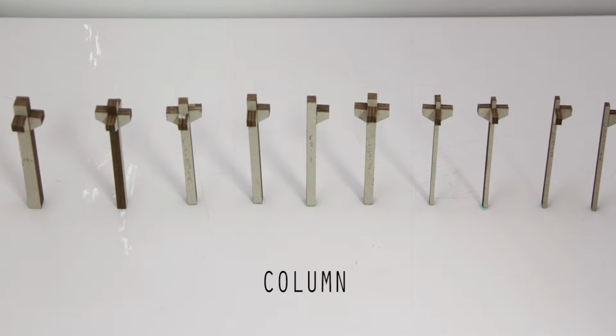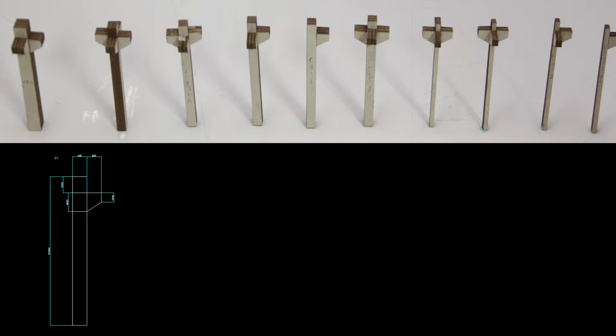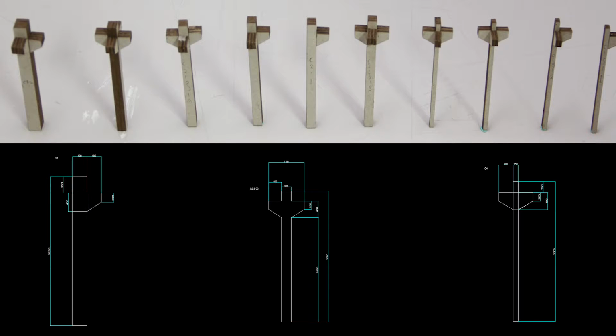A column can be defined as a vertical structural member designed to transmit a compressive load. A column transmits the load from roof, slab and beam, including its own weight to the foundation.